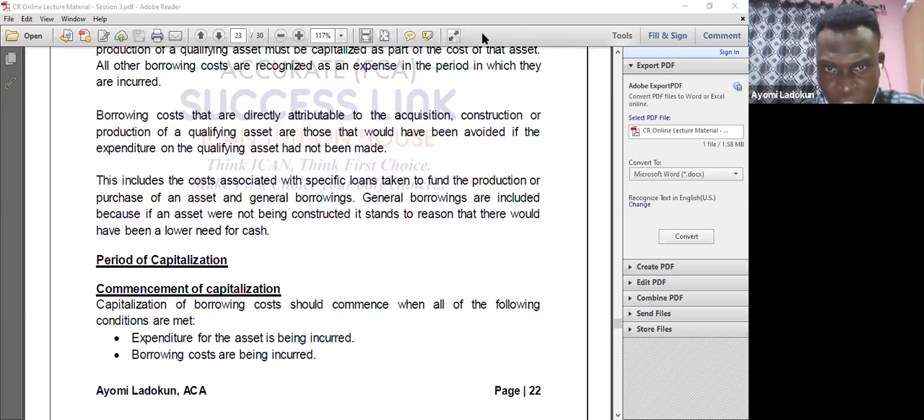Must all the three conditions be met? Can it just be two or one? No, all the three conditions must be met. Okay, all the three conditions must be met.